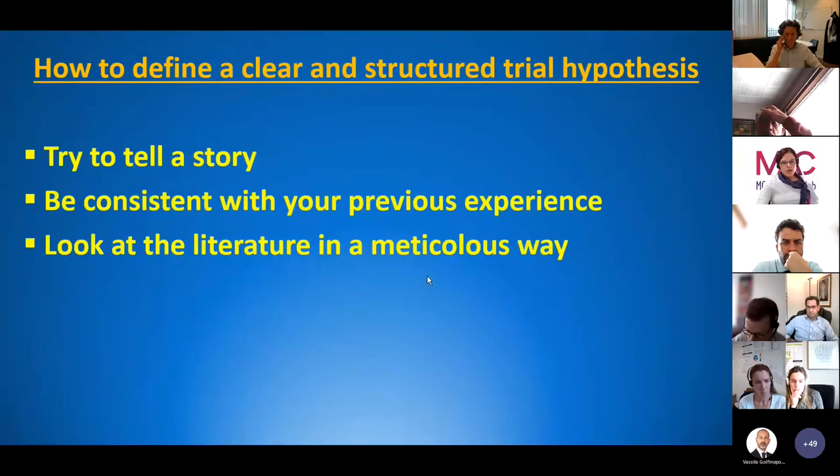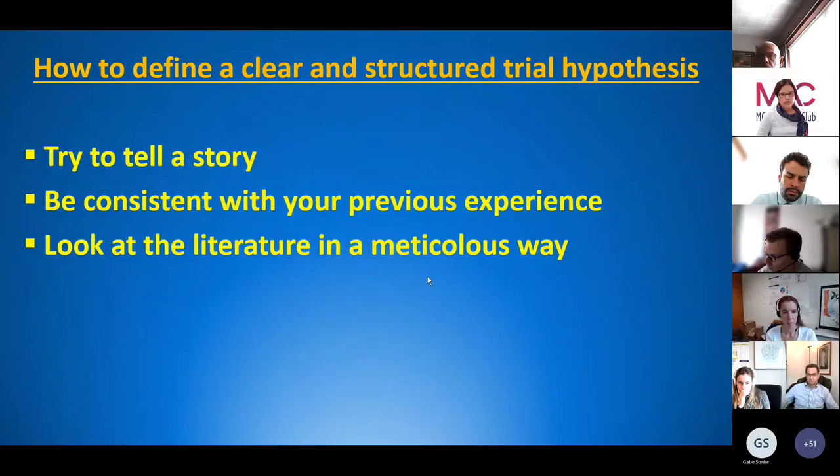And how do you define a structured trial hypothesis? I do think that it is important to try to tell a story, to be consistent with your and our previous experiences. So do not think of building something that is too far outside your field of expertise, because if you are thinking of something in which you are not an expert, it would not have a good chance of success.